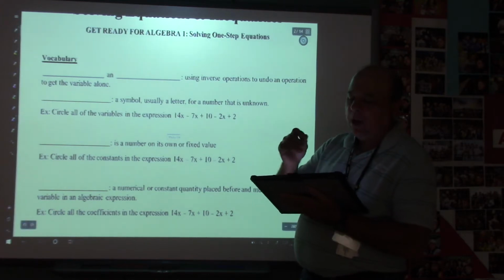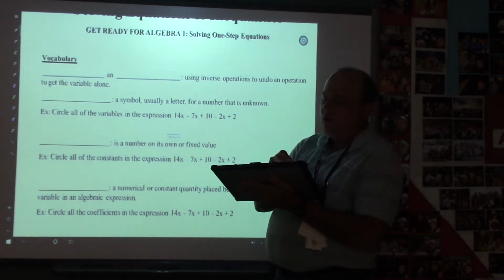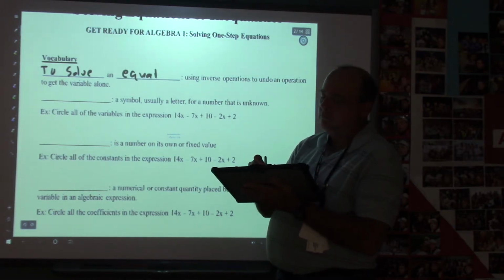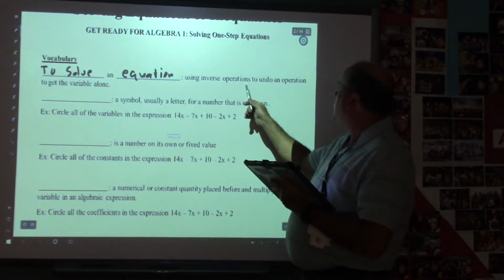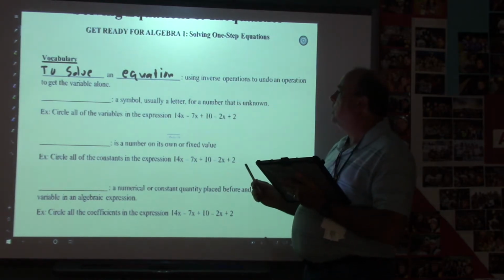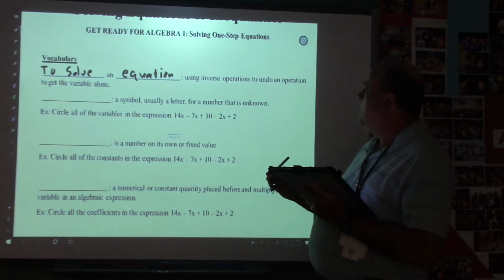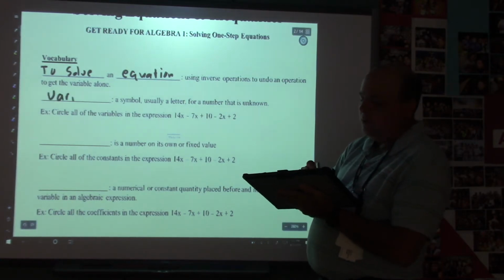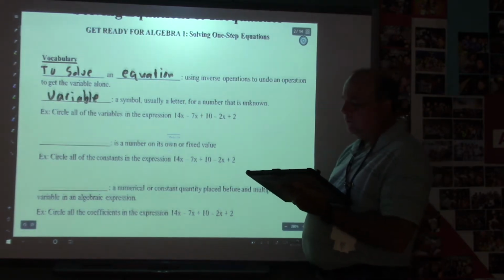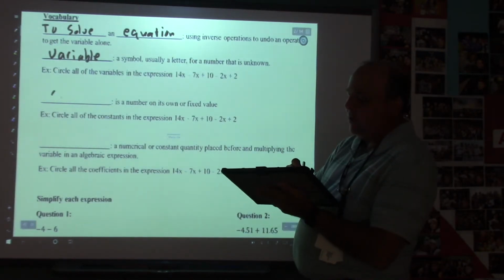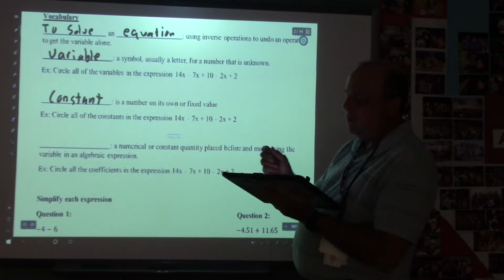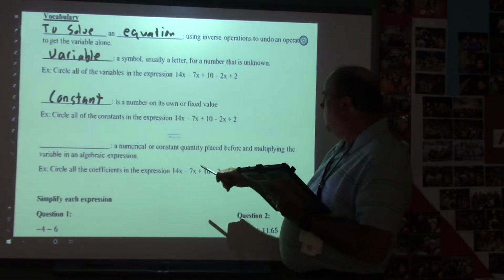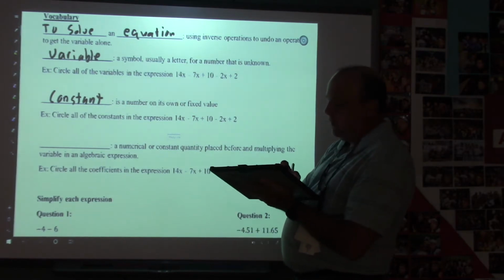Okay, so the first blanks. To solve an equation: using inverse operations, do an operation to get the variable alone, okay? A symbol, usually a letter, that is unknown, that's going to be a variable. A number with a fixed value is going to be a constant. A numerical or constant quantity placed before and multiplying the variable in an algebraic expression, that's going to be a coefficient.